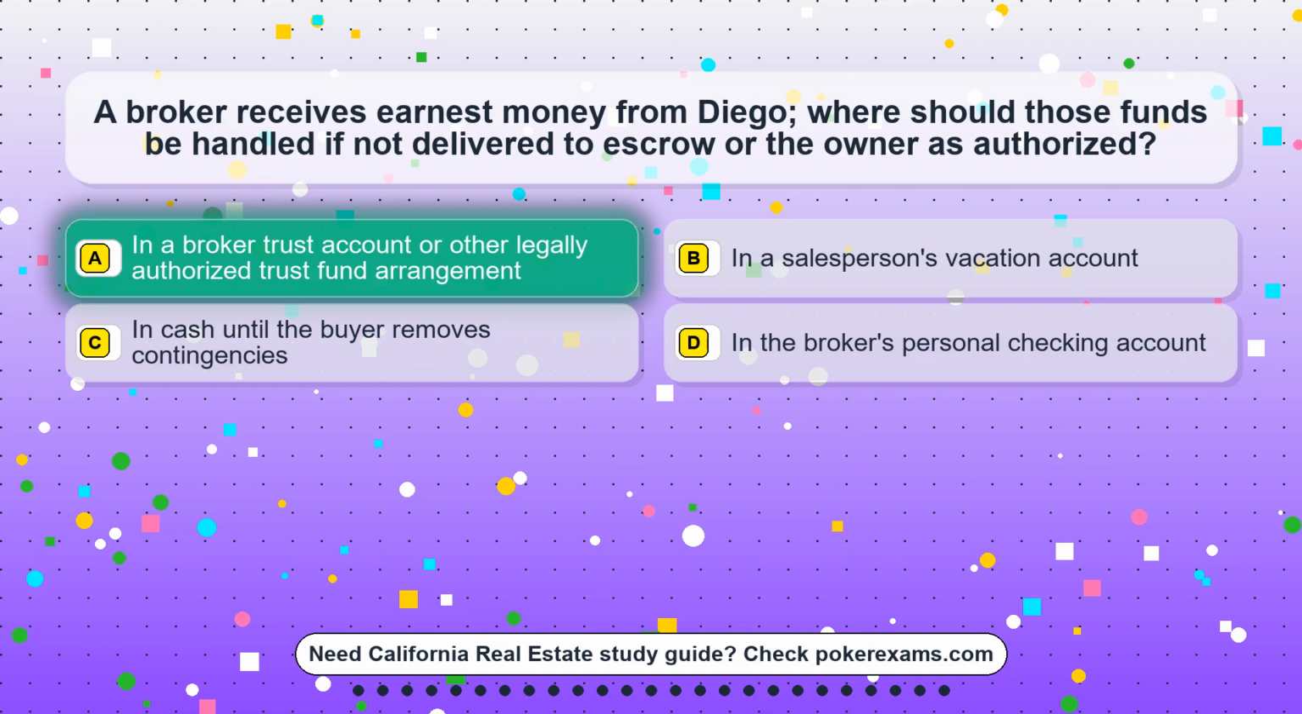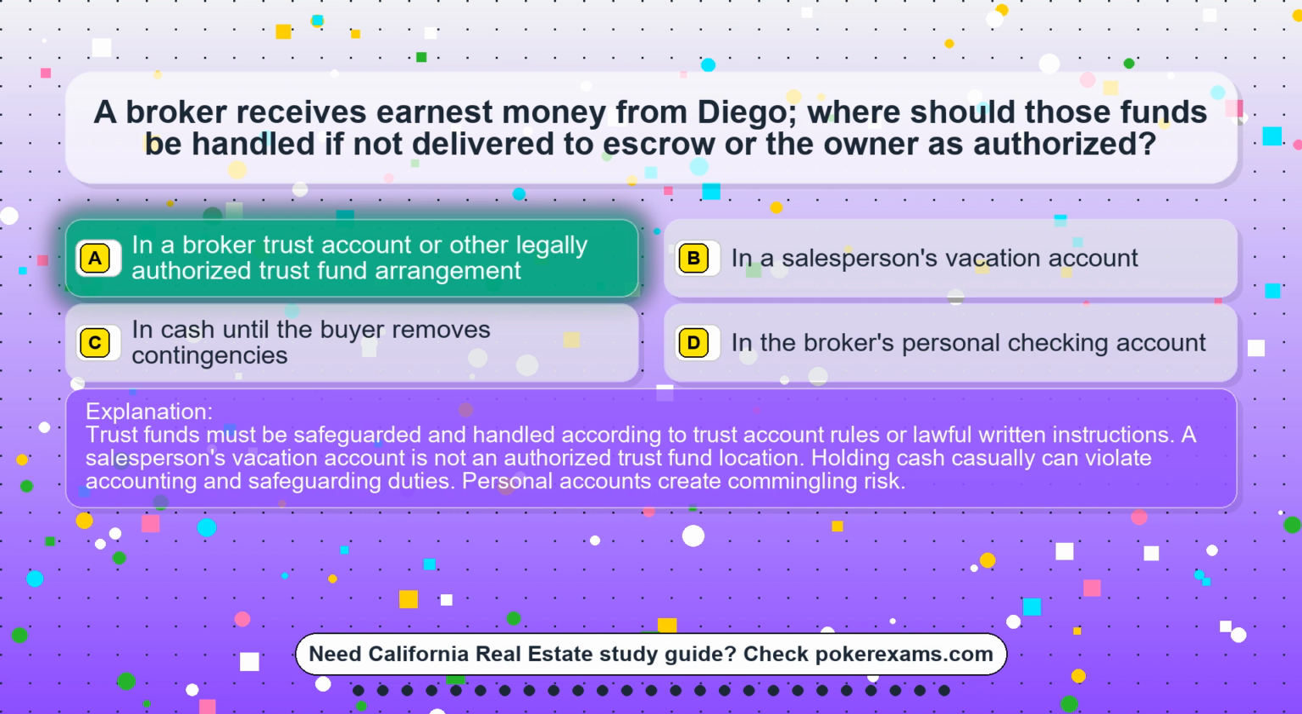The correct answer is option A. In a broker trust account or other legally authorized trust fund arrangement. Trust funds must be safeguarded and handled according to trust account rules or lawful written instructions. A salesperson's vacation account is not an authorized trust fund location. Holding cash casually can violate accounting and safeguarding duties. Personal accounts create commingling risk.